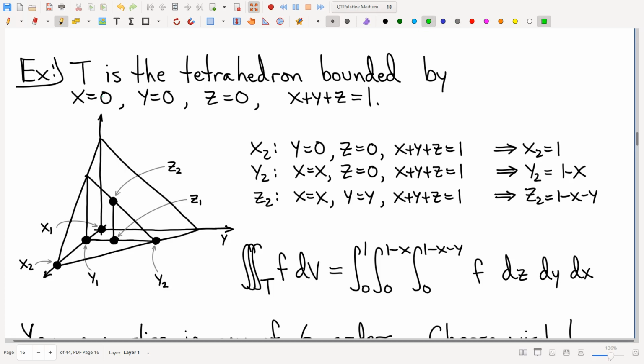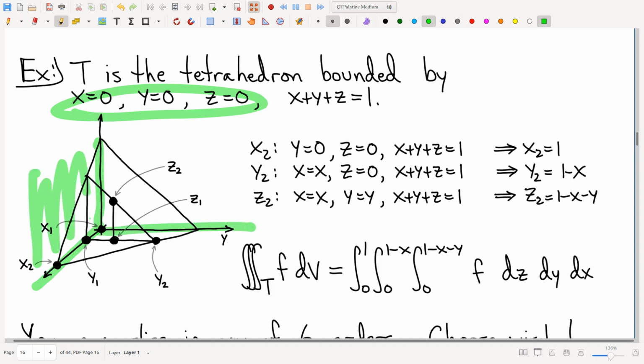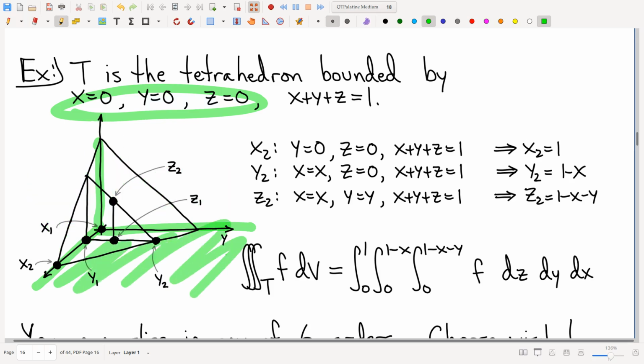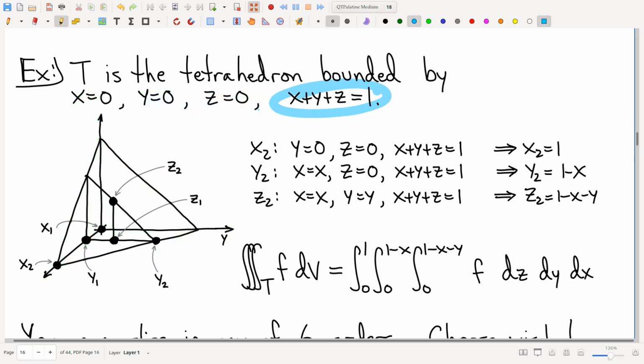So we've got this tetrahedron. We've got three coordinate planes. This coordinate plane is y equals 0, this is x equals 0, and this is z equals 0. And then we also have this plane, which I like to draw like this. And you can check those intercepts to confirm. And that makes a tetrahedron, as I have drawn here. Is everybody on board with that picture?